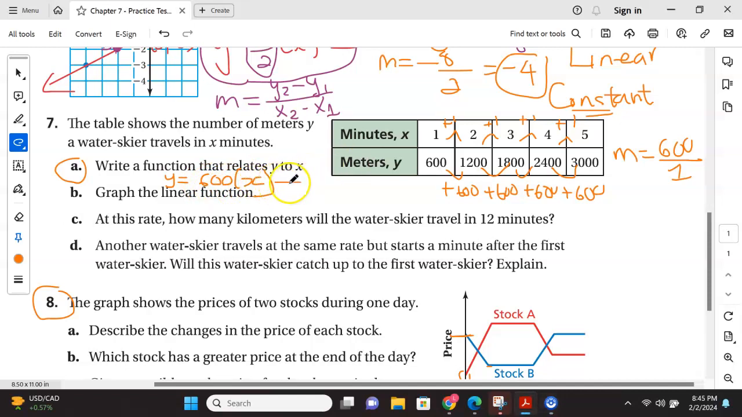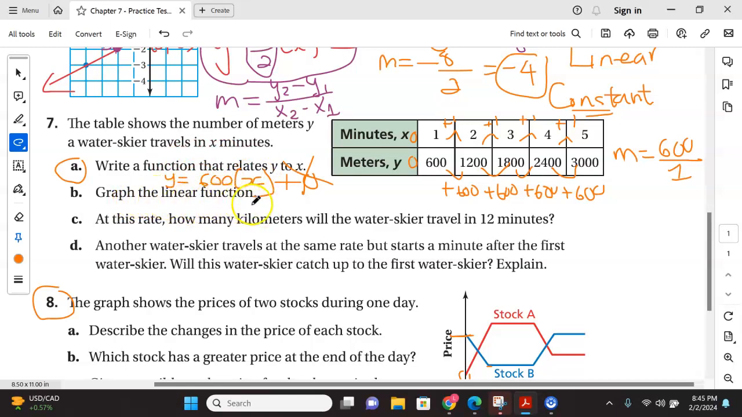Now what do you think the y-intercept is in this case? Well, even though it didn't give it to me, if it goes up 600 meters for every minute, then if you go back to minute 0, the meters is going to be at 0. So the y-intercept for this function is going to be 0. So it's just y equals 600x plus 0, so you don't have to write this 0. Your function is just going to be y equals 600 times x. And then from there you can graph the linear function.